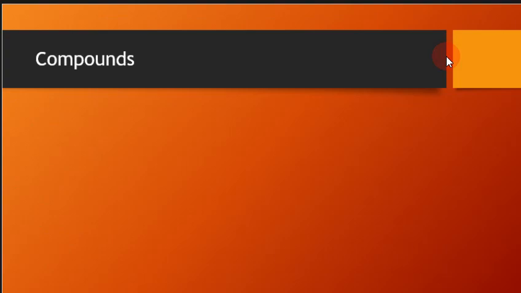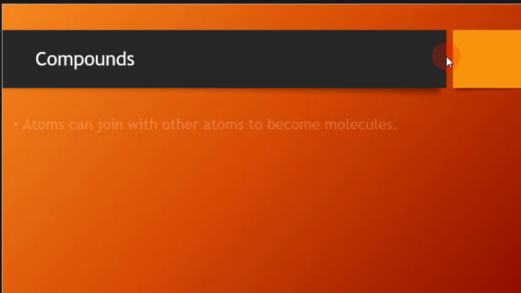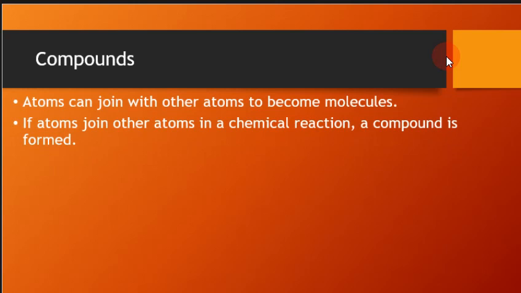So now compounds, right here at the very end, chemical symbols. H2O means I have 2 hydrogens and 1 oxygen, right? That's what a chemical symbol looks like. And here we're going to look at compounds. Atoms can join together with other atoms to become molecules. If atoms join other atoms in a chemical reaction, a compound is formed. We've made something new.